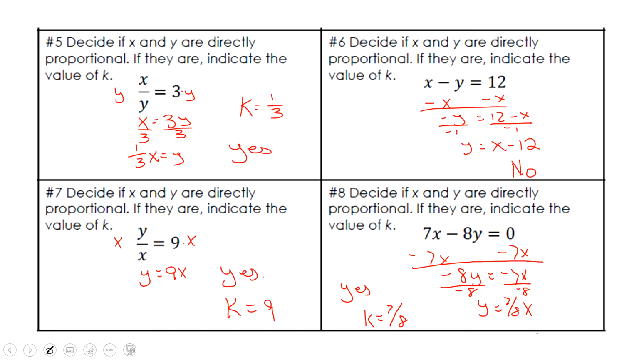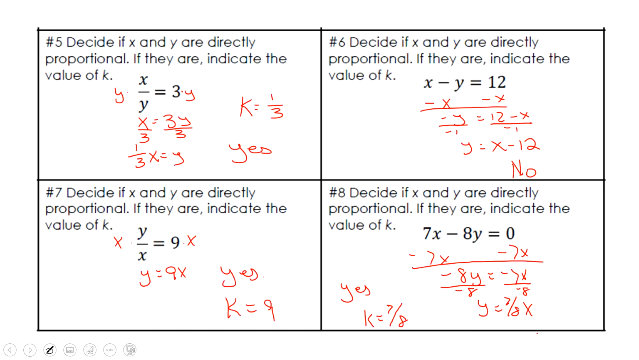Number 7, where you have x on the bottom, so I need to multiply by x on both sides to get rid of it on the bottom of the left, to get y by itself. I'm left with y equals 9x. So again, k equals 9. Perfect. That's proportional.